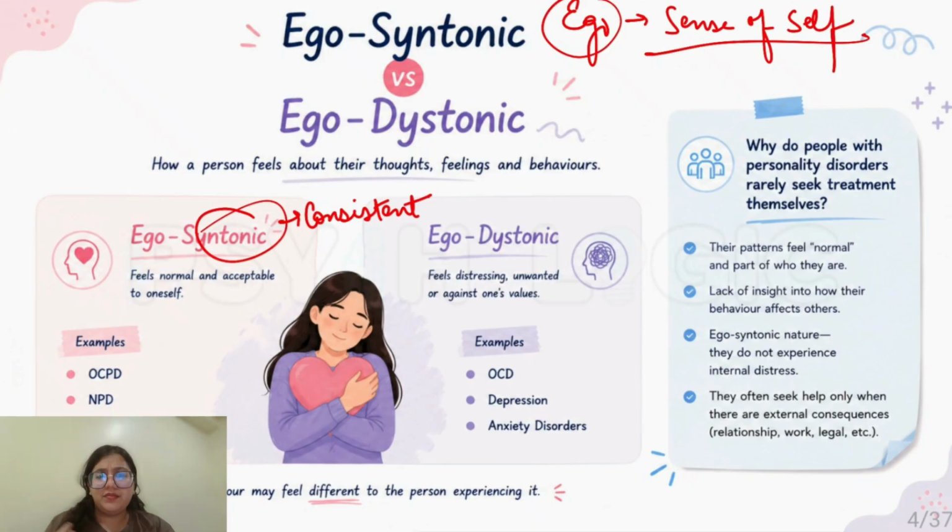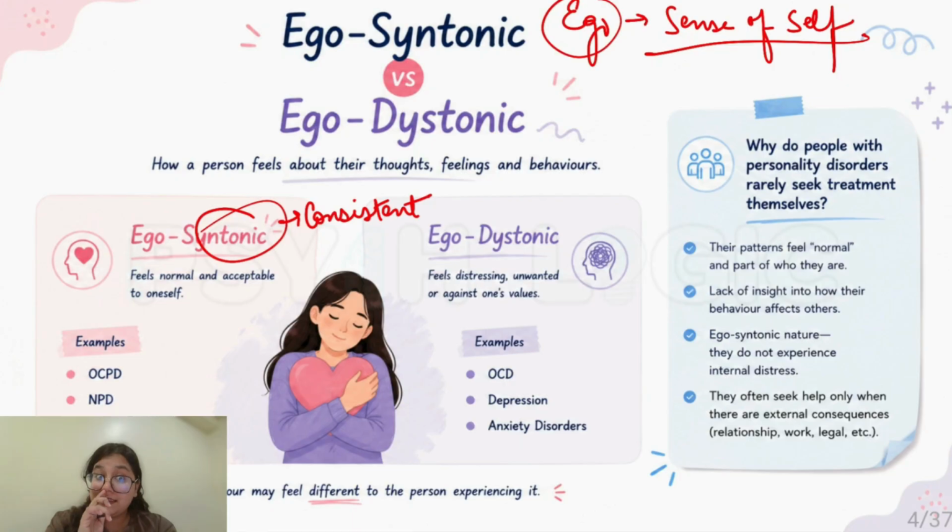Okay, so if you tell them that you're overthinking, they'll probably say, "No, I'm just being careful. Everyone else, you are being so naive." They genuinely believe that their behavior is justified. That's ego syntonic. Their thoughts and their behaviors are in cohesion, are consistent with each other.